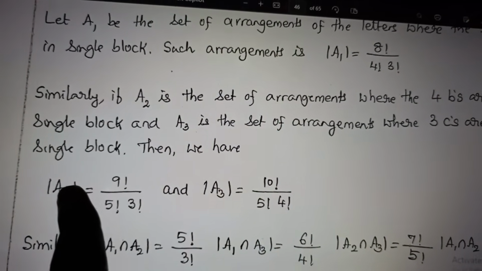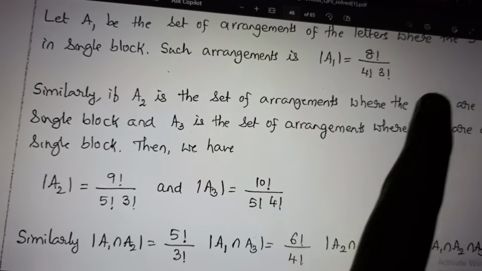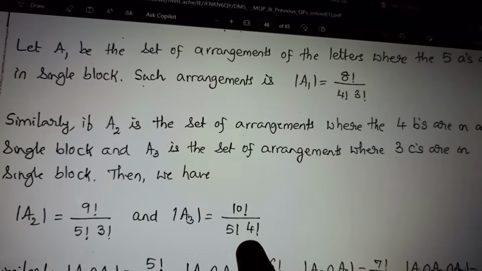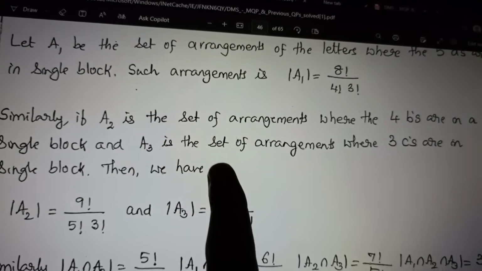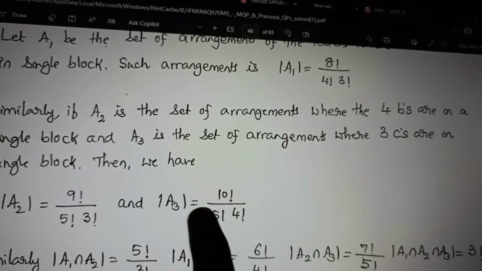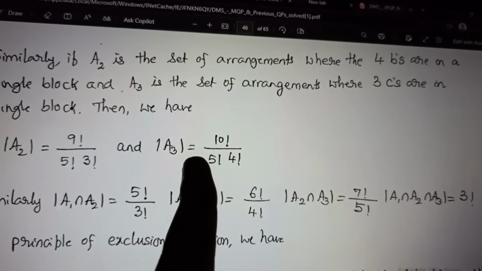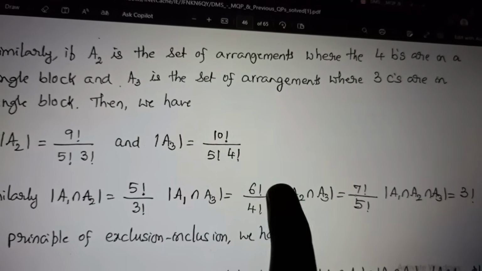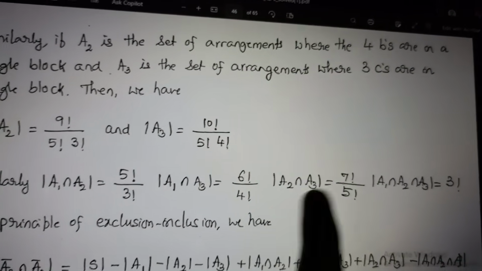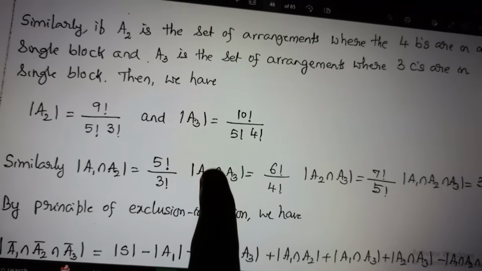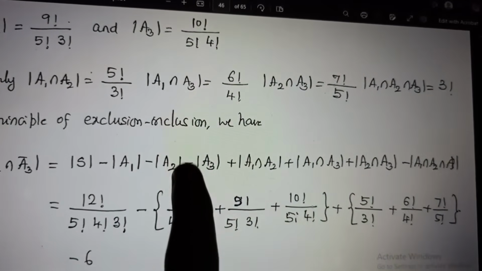Similarly, we have to do it for the others. Next, they have told 4 B's are getting repeated. So 12, sorry, not 12. What is the total? Yeah, 12 minus 4 we have to do. Similarly, find A3. Once you find A1, A2, A3, just intersect the values. Once you intersect for 3 combinations, you can apply the inclusion exclusion principle. Once you apply it, you will get this answer.